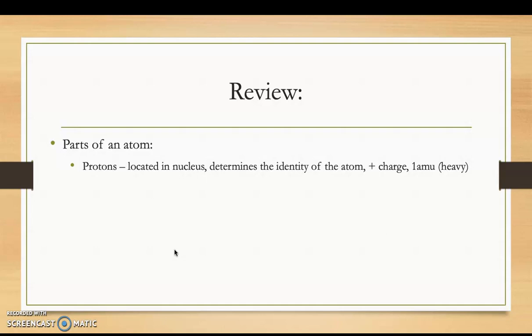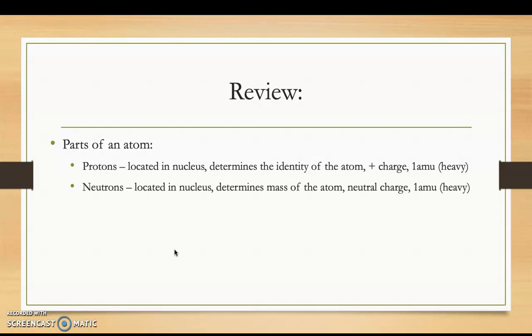First, the protons. They're located in the nucleus. They determine the identity of the atom, meaning which element is it. They have a positive charge, and they have a mass of about 1 AMU. They're very heavy in comparison to other parts of the atom.